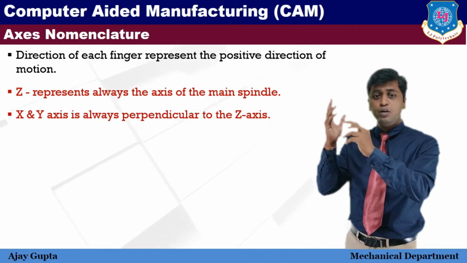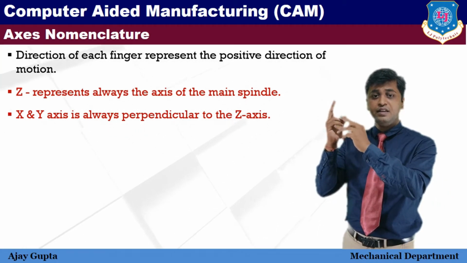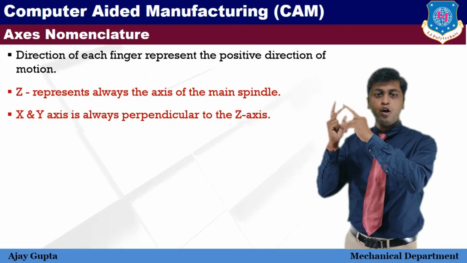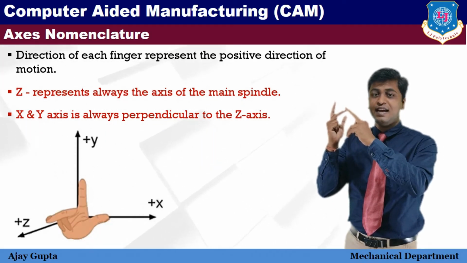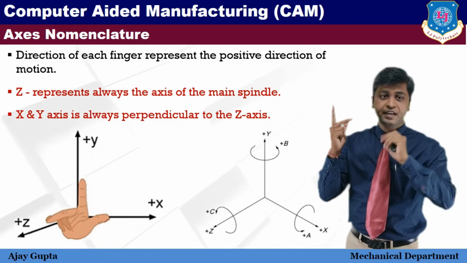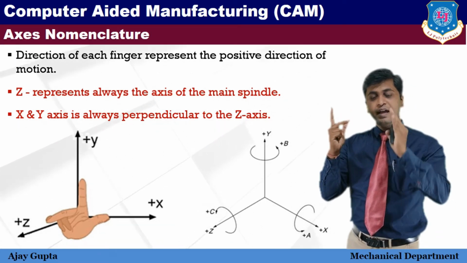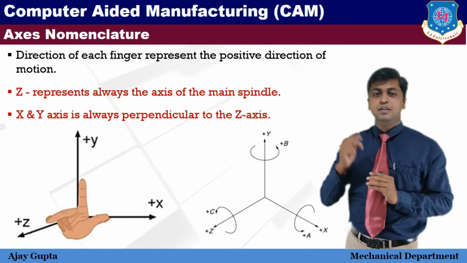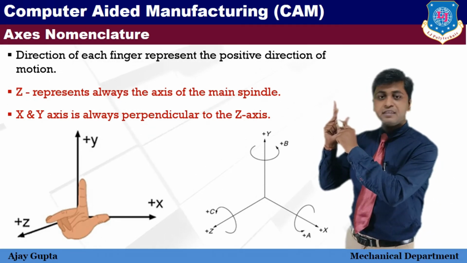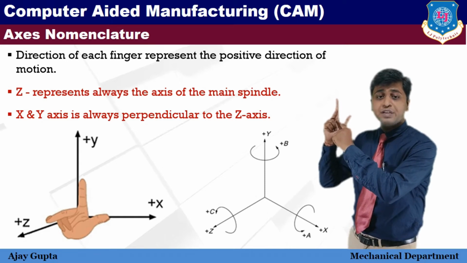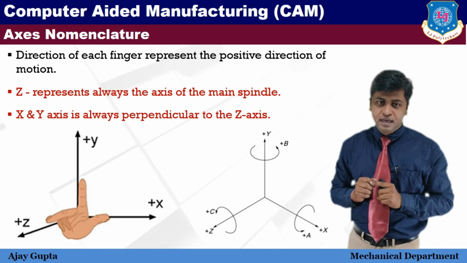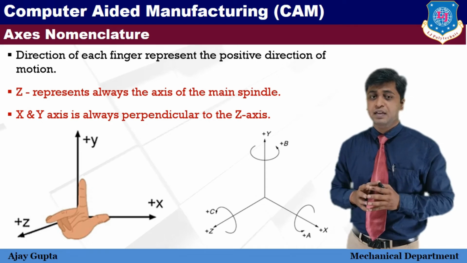Now fold over the little finger and the ring finger and allow the middle finger to form the third axis, that is the z axis, which points in the positive z direction. The points intersect at one point that is known as the origin. The z axis is along the spindle axis and parallel to the spindle axis.